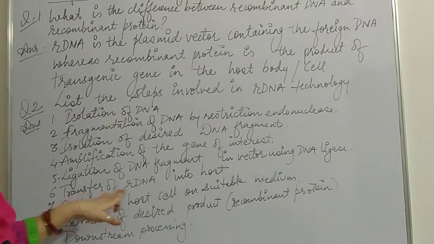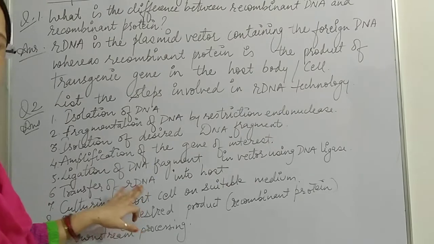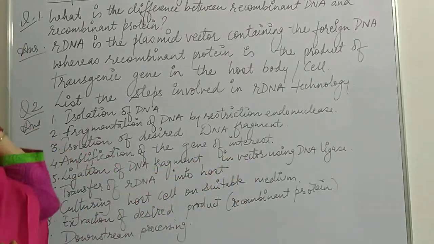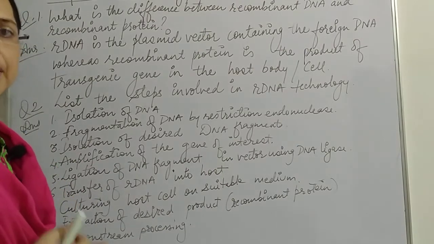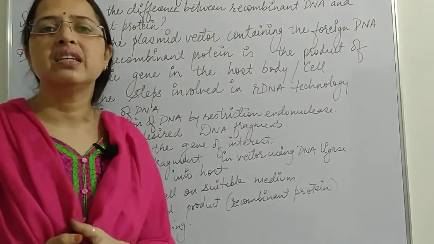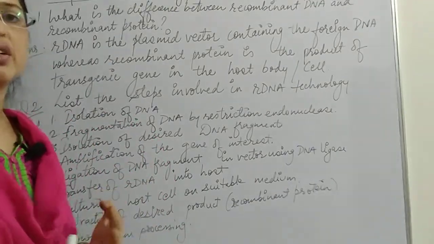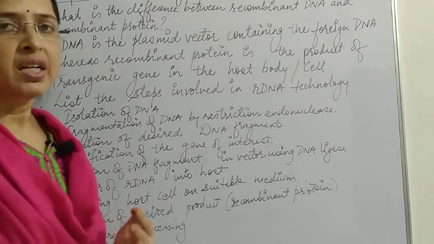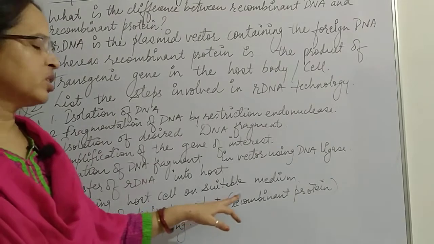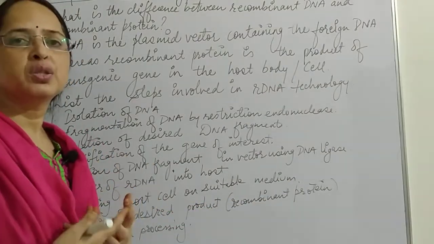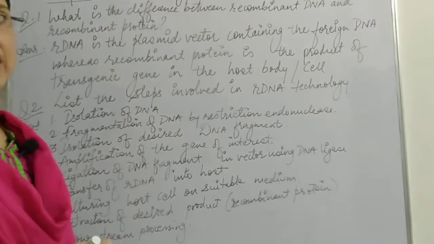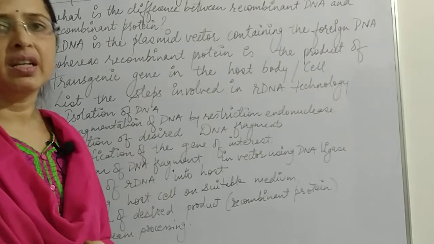Then next is transfer of recombinant DNA into the host cell. This recombinant DNA we have got is transferred into the host cell by making the cell competent. And we have already discussed how the cell is made competent. That means 2 methods are there, physical method and chemical method. This we have earlier discussed. Now the next is culturing the host cell on a suitable medium. On the cultured media, these host cells are cultured so that the number of cells can be increased.